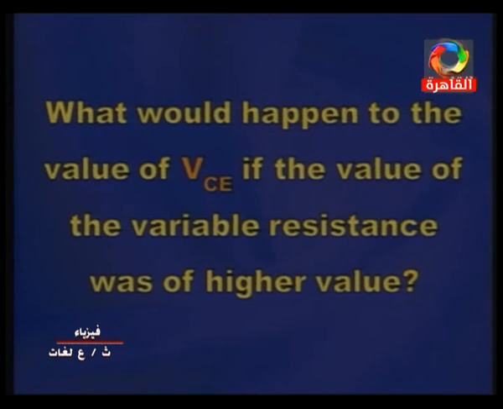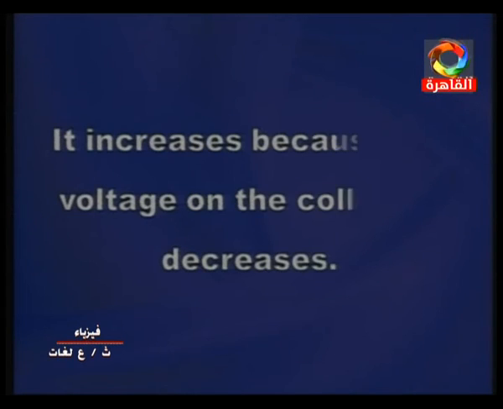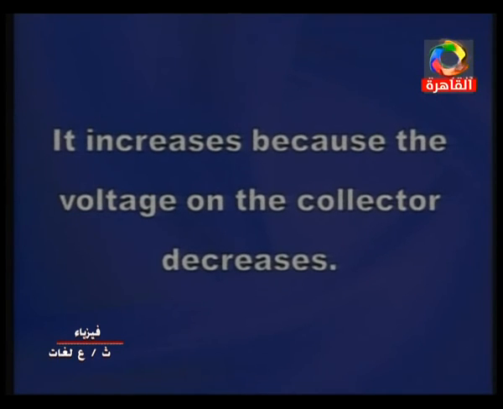Still talking about the same question, what would happen to the value of VCE, voltage across collector emitter, which we call V out, if the value of the variable resistance connected to the base was of higher value? The resistance in the base is increased, so the current of the base decreases. Collector current is largely decreased. Voltage across the collector decreases, so output voltage VCE increases.